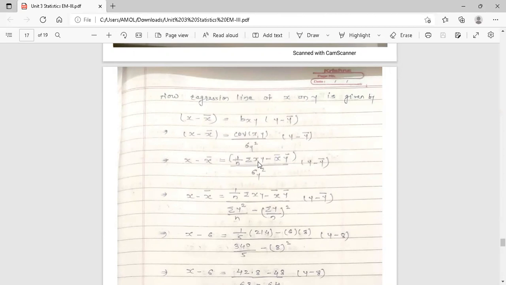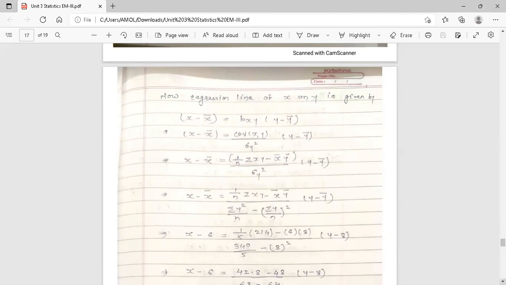It is 1 upon n into summation xy minus x bar y bar upon sigma y square, into y minus y bar. Now put all the values. Put x bar is equal to 6. Then 1 by n is 1 by 5, summation xy is 214, x bar into y bar means 6 into 8, upon sigma y square, which means the square of the standard deviation of y. So you remove the square root sign. It is 340 upon 5 minus summation y upon n, which is the formula for the arithmetic mean of y. So the arithmetic mean of y is 8 square. Y minus y bar is 8.